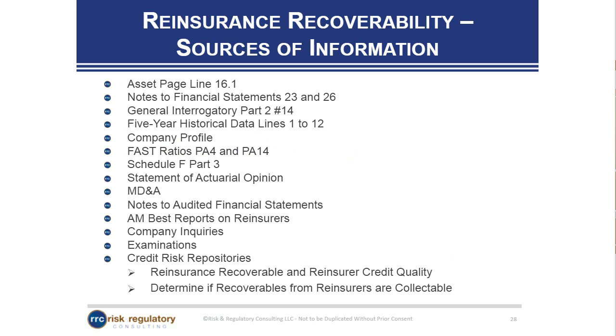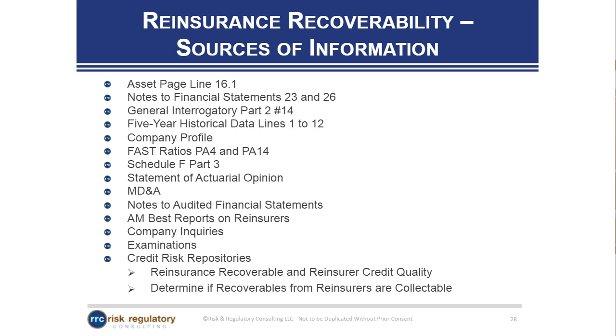In this case, and this is an exercise I found particularly helpful, step back and think about all the sources of information that you have about reinsurance recoverability. The first thing you look at is, for example, the asset page on line 16.1, and this is all pointed to P&C companies. Line 16.1 shows the asset that's recoverable for paid losses, which is typically a small portion of the total amount recoverable from reinsurers, which you can discern from Schedule F, Part 3.